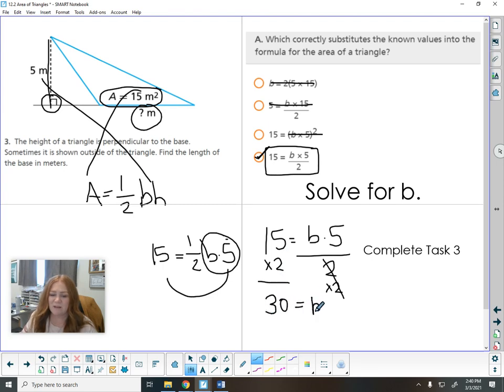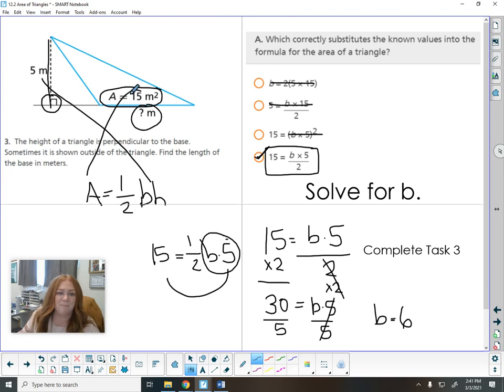So now we're left with b times 5 equals 30. What's the opposite of times by 5? It's divide by 5. Now we want to divide by 5 on both sides, which will give us b. 30 divided by 5 is 6, so b equals 6.